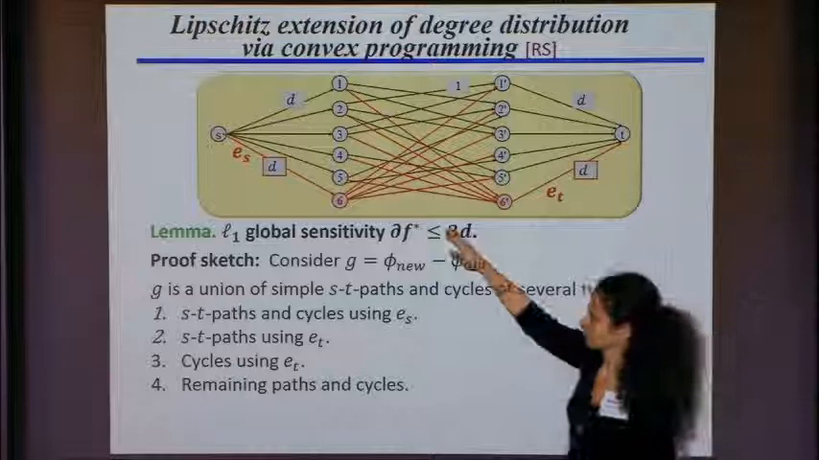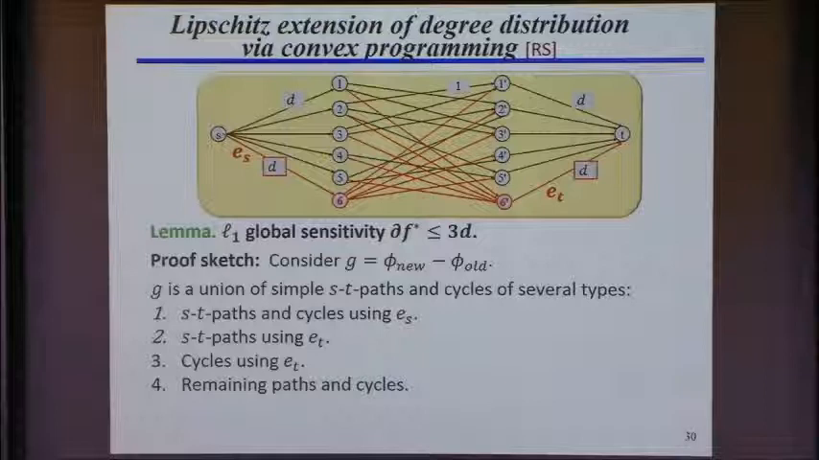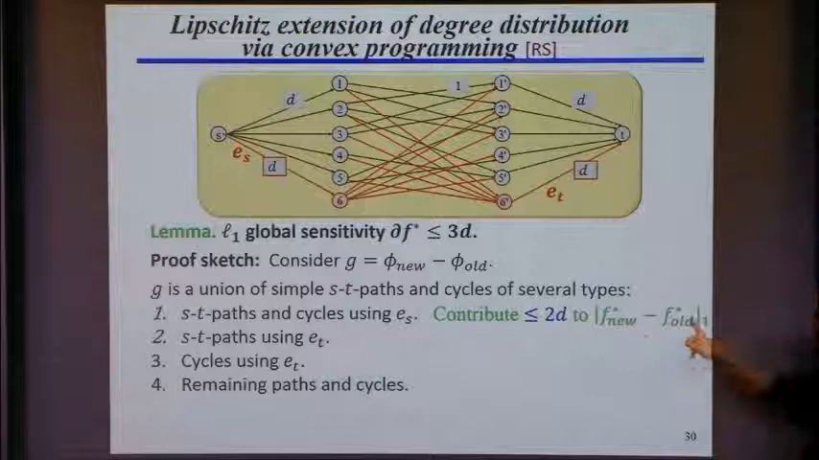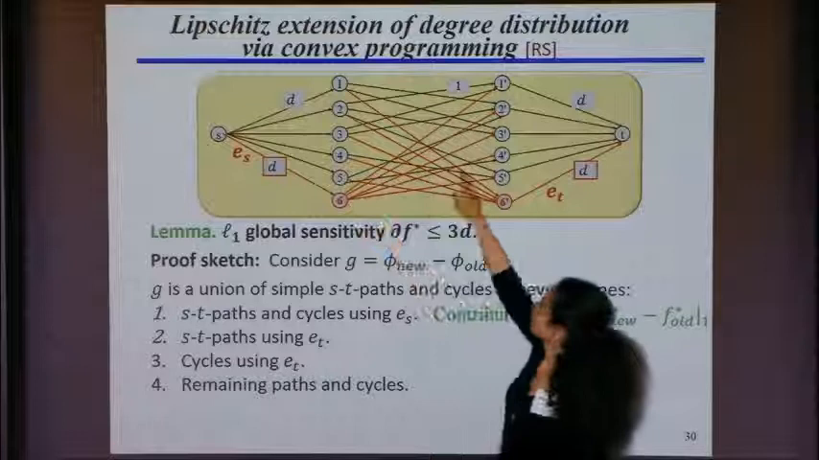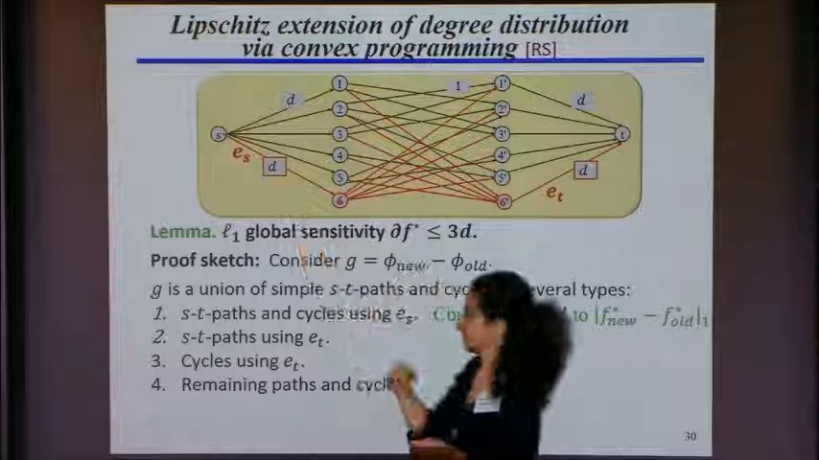The first type is ST paths and cycles that use this first edge. How much can they contribute to changes in this F star vector? We're going to measure the changes in terms of L1 norm. They contribute at most 2D to the change in the vector. Why is this? If it's a path, every unit of flow it carries is going to change this vector by one. And if it's a cycle, it's going to change it by at most two, if it goes back. So together, it's at most 2D.